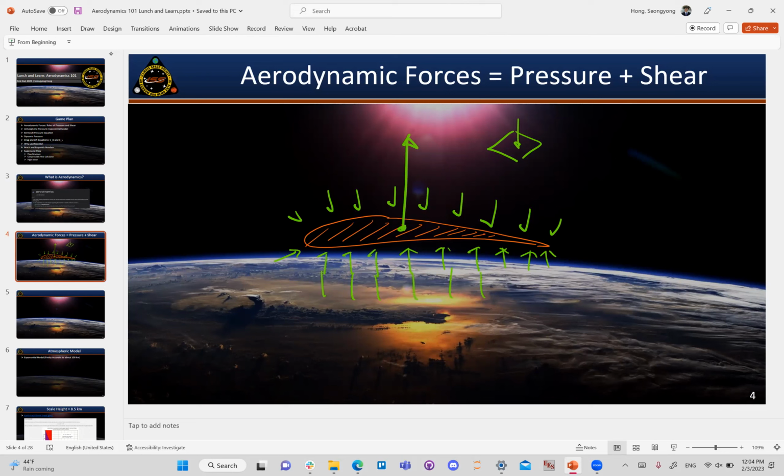So I talked about pressure, but the second type of force that this body will feel is called shear. Shear is the force that is parallel to the surface, kind of like if you're rubbing your hands against each other. That's the shear force you're feeling. So as the air flows around this body, it will rub against the surface and introduce some shear forces. And that force as well contributes to the overall aerodynamic force that the body will feel. So pressure and shear are the main things.